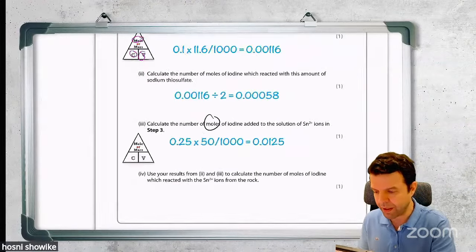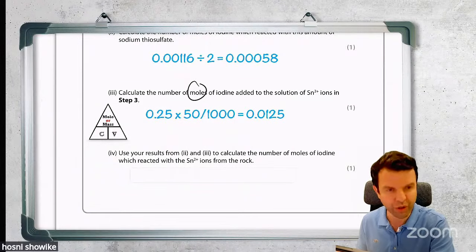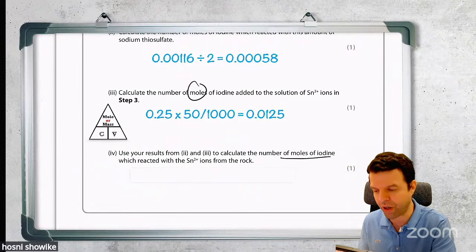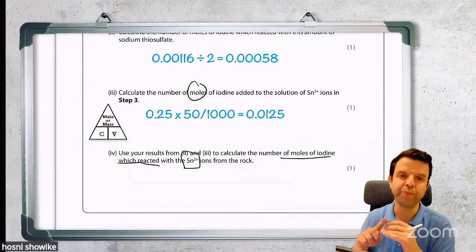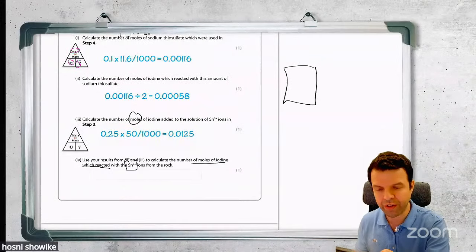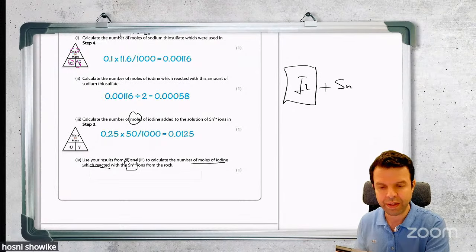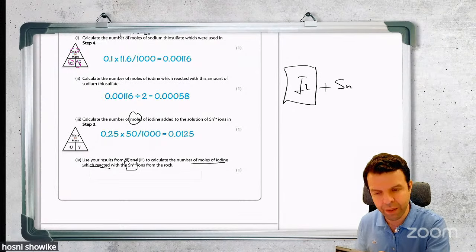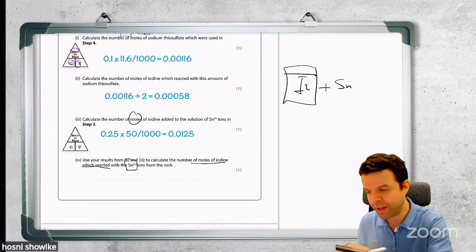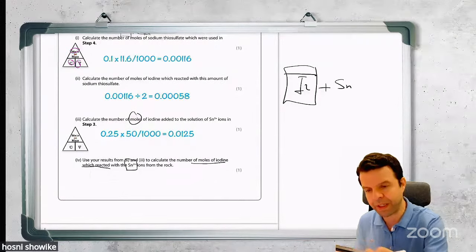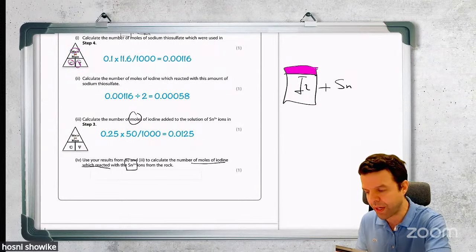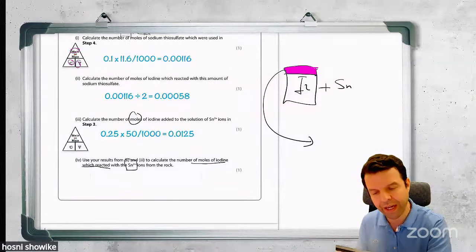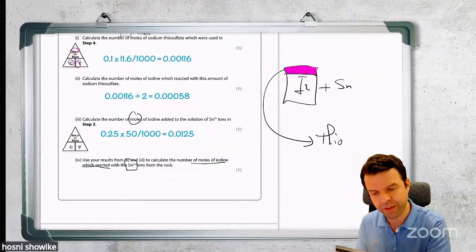The question is asking me, use your answers to calculate the number of iodine that was reacted with tin. I repeat, you had that much iodine to start with, some reacted with tin, okay? And the leftover, so let's say that much reacted with tin, the remaining part did not react with tin. What did we do with that remaining part? That remaining part, we reacted with thiosulfate.